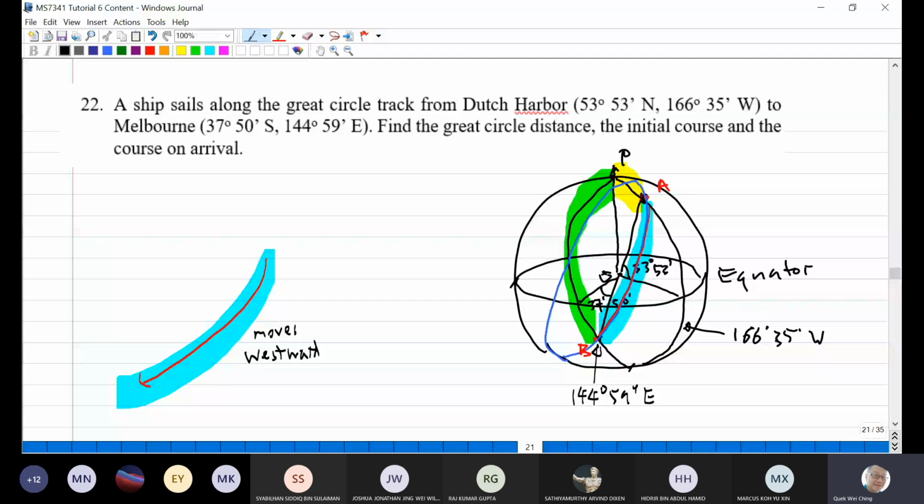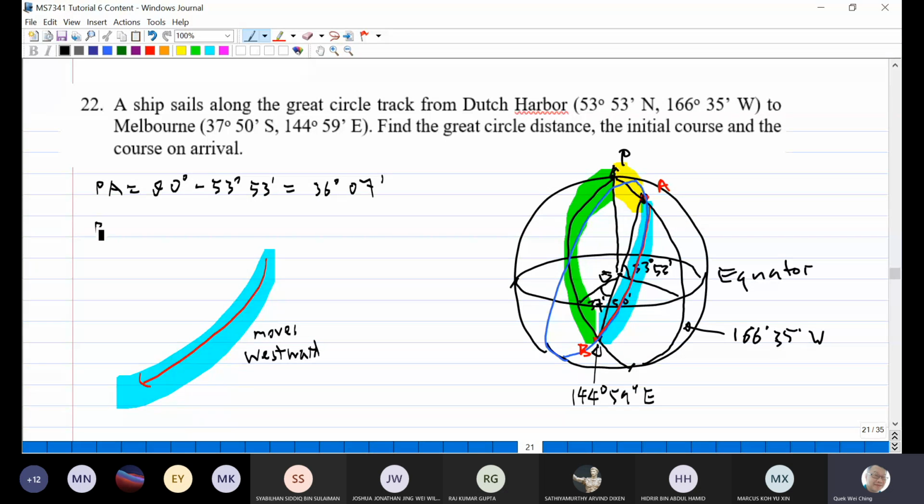So how do you find the distance PA and PB first? So calculate PA first. PA is easy. Calculate from North Pole, it is 90 degree minus 53 degree, 53 minutes. So PA, you calculate, is 36 degree, 7 minutes.